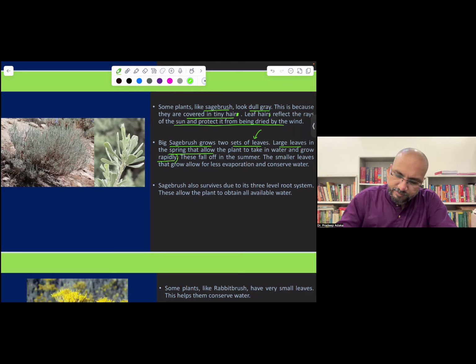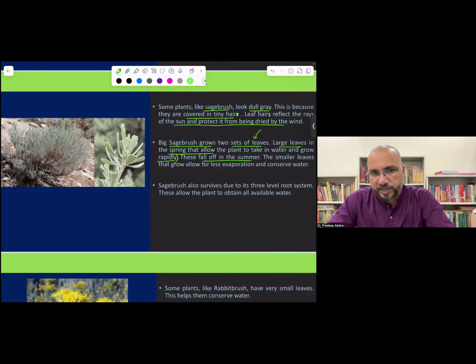And during the fall, they will fall off during the summer; the leaf becomes smaller in size. During the spring when the water is available, their leaves are large. They can utilize the water efficiently, carry on the photosynthesis and everything. They will grow fast. During the summer, these large leaves will fall off, and the plant is covered with small leaves to reduce the evaporation. So there are two types of leaves in this.